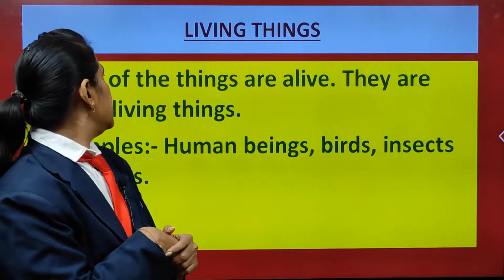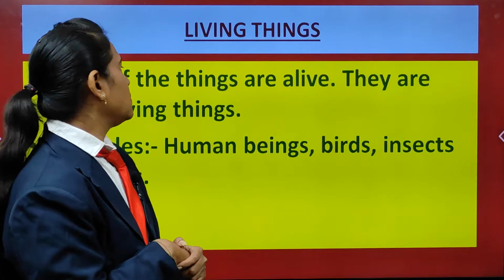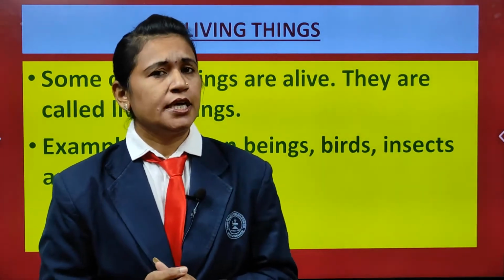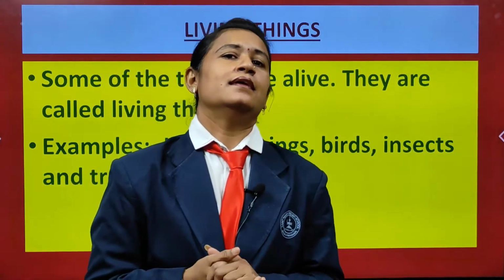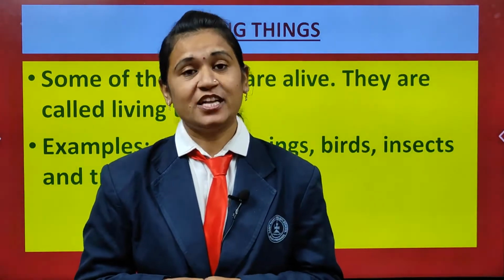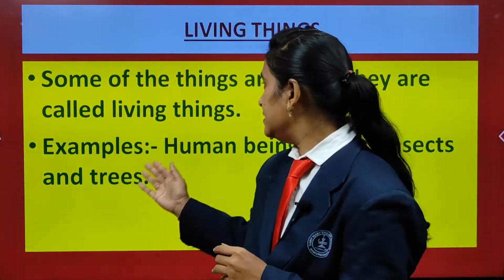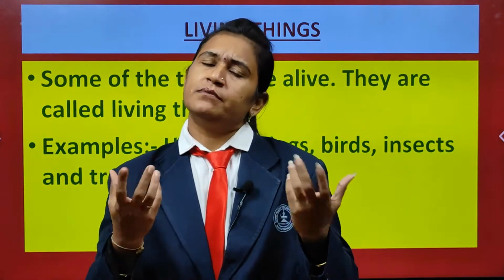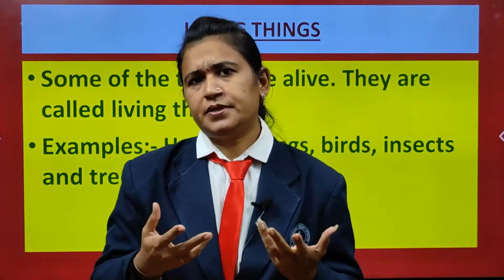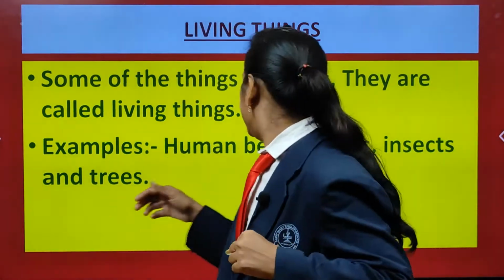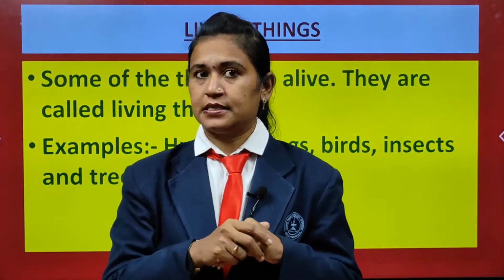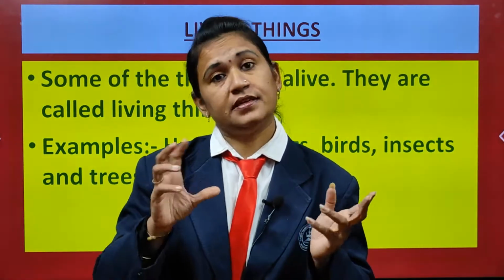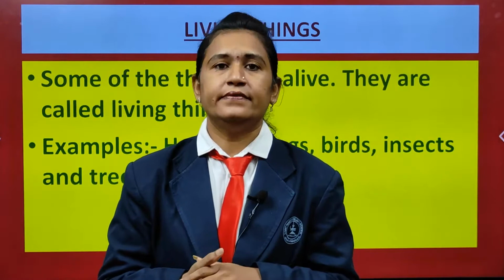Some of the things are alive, they are called living things. Can you give some examples? Yes, human beings, we ourselves, are living things. Then birds, have you seen birds? They also behave like us, they eat, they breathe, they fly. Then insects, small insects, they also are living, they also die. So they are alive, they die.